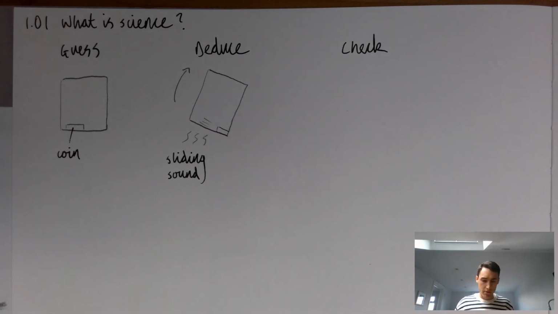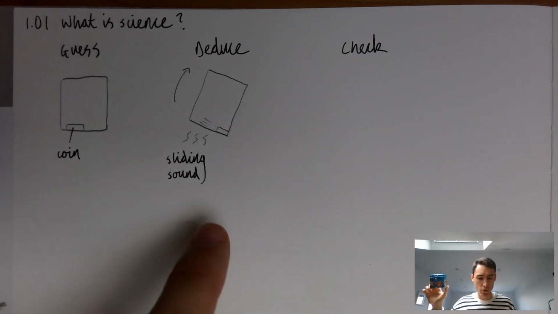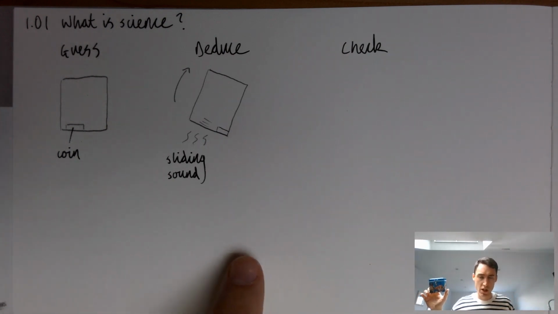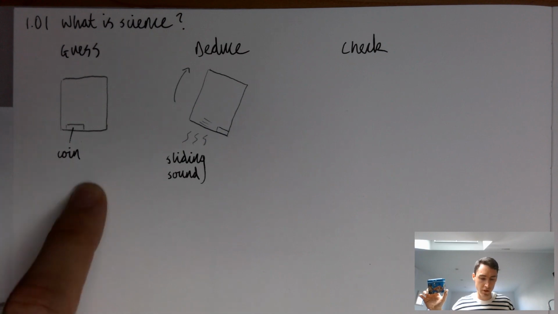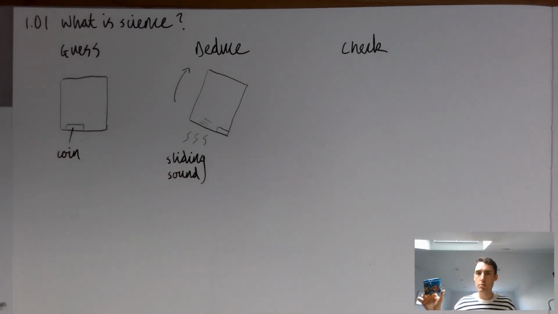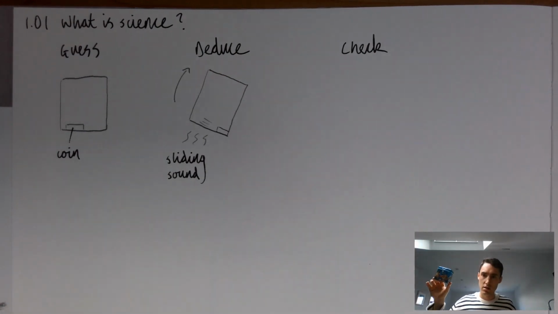So now, okay, let's say I've made my guess that it's a coin, and I've deduced what would I expect to happen, and that's really important language that I suggest you use with your students. What would I expect to happen if my guess was correct? Well, if I tipped it up, then I'd hear a sliding sound. So I've put a different object in here. Now I'm going to check whether my guess is correct.